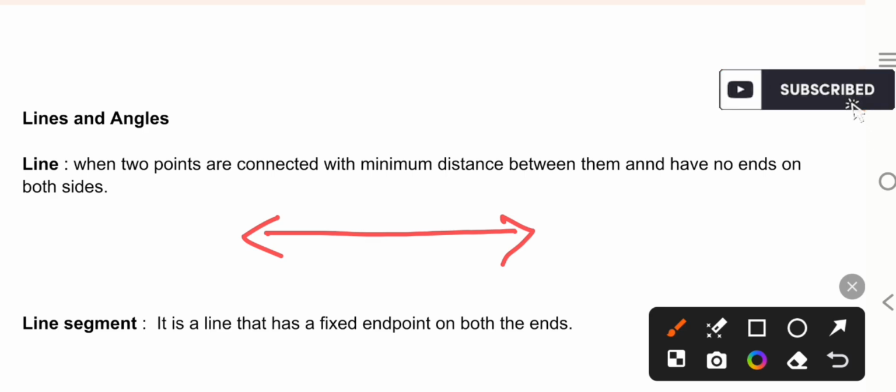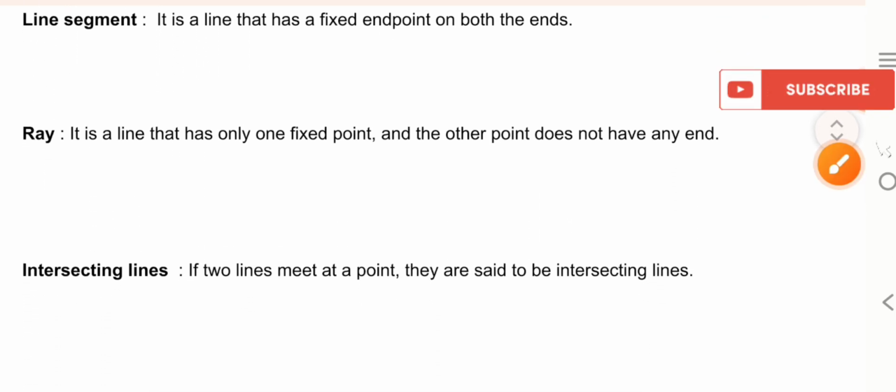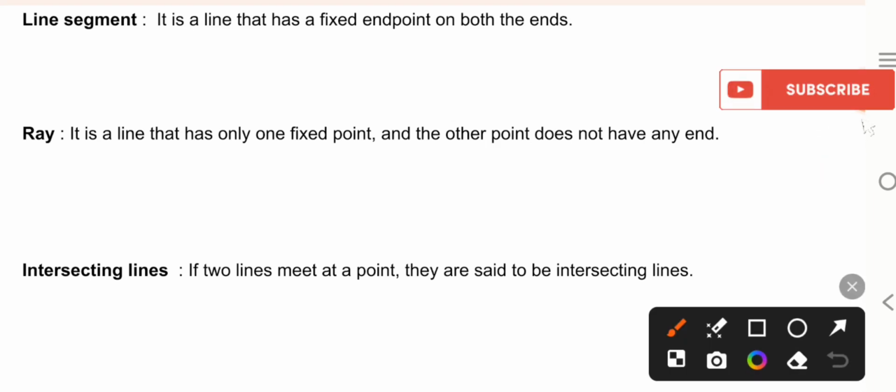Next one is line segment. It is a line that has fixed endpoints on both ends. So this is a line segment. Next one is ray. It is a line that has only one fixed point and the other point does not have any end. So a ray is represented like this: one side has an arrow mark and the other side has a fixed point.